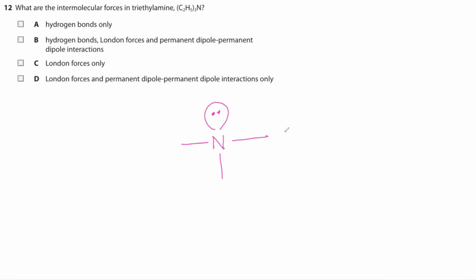So there's an ethyl group, triethyl. So we have CH2 and CH3. That's an ethyl group. CH2, CH3 is an ethyl group. That's why they call it C2H5. So they say triethyl. So each bond on the nitrogen has an ethyl group attached to it. So we have another ethyl group, and we have another ethyl group.